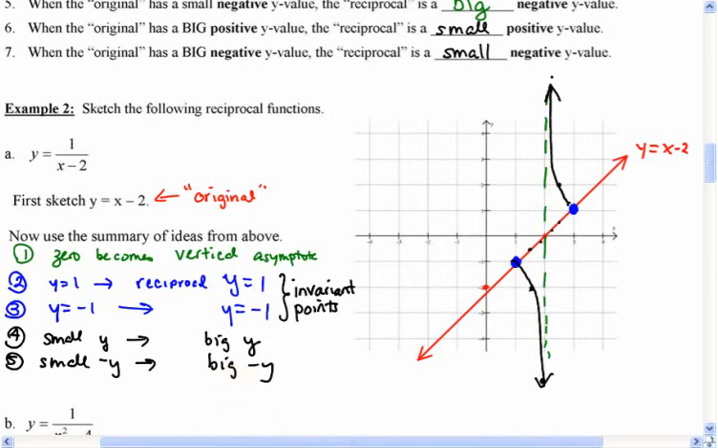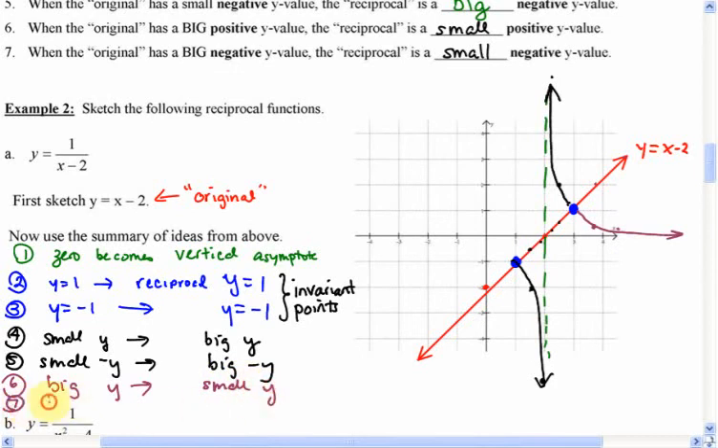Okay, almost done, dear friends. What's left? When the original had the big positive y value, so big y's. Where are my big y's? Big y values are way up here, right? So what happens to stuff that's really big? Right, so for example here, if this value is 3, the reciprocal of 3 is now 1/3, it comes down here. 3 becomes a third. If I get further and further up, it gets further and further down, so you get this part of the graph. Okay, so big y becomes small y.